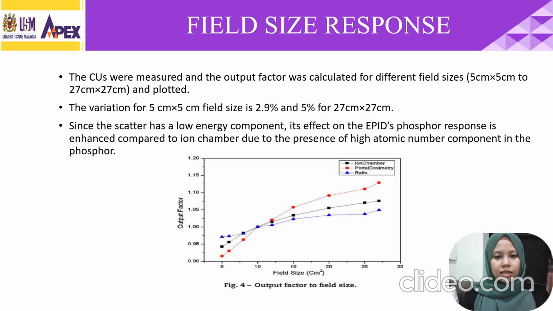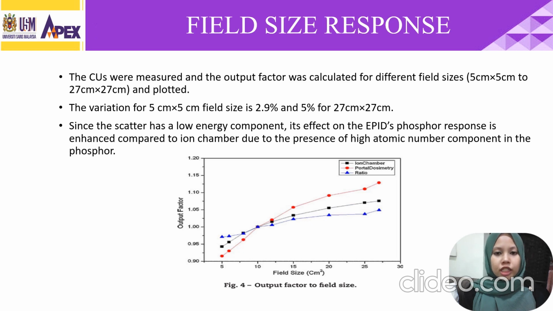Okay, the next dosimetric property of EPID dosimetry is the field size response. A study performed by Sukuma et al., which I already explained previously, demonstrates the field size response property of EPID dosimetry. The CUs were measured and the output factor was calculated for different field sizes and then plotted, ranging from 5 cm by 5 cm up to 27 cm by 27 cm. 100 MU was delivered at 100 cm SDD.